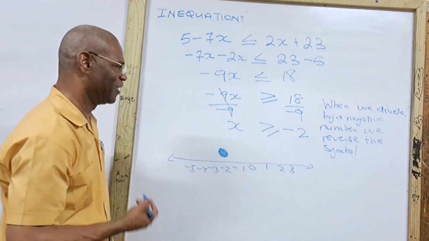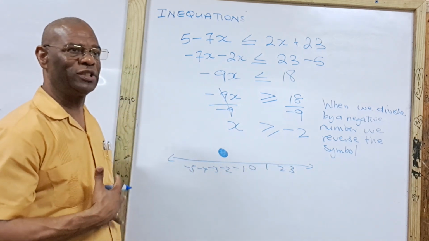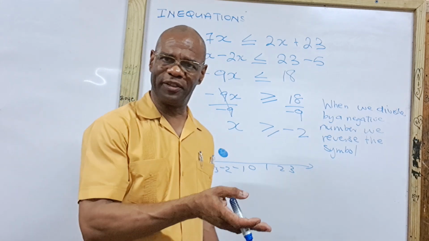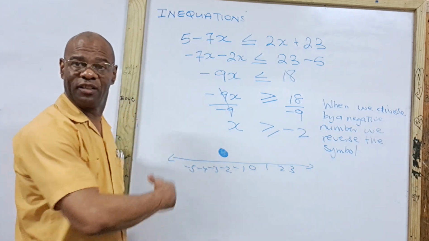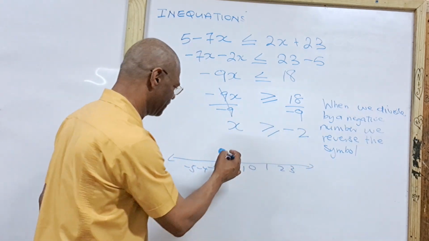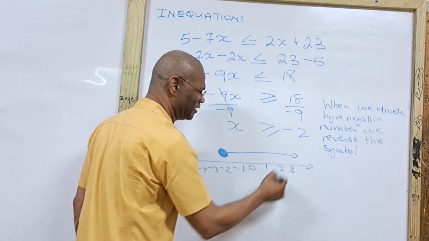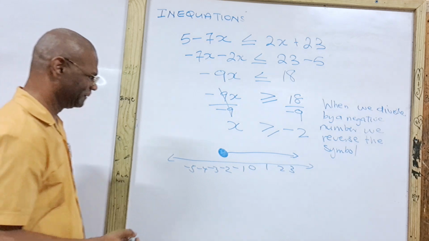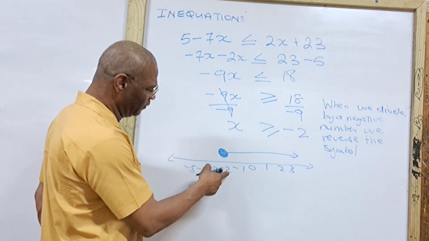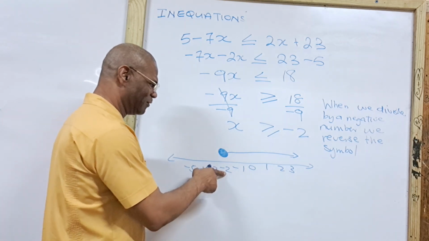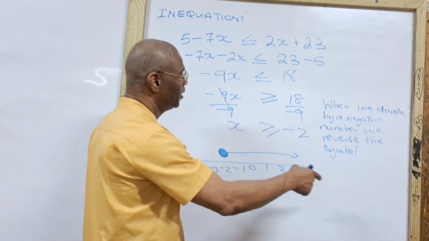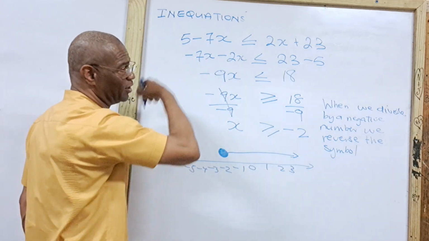And if you say greater than or equal to, which direction do we move the arrow? We move to the right. Right? It says greater than or equal to, and a greater than movement is to the right. Okay? So any number from negative 2 all the way back there would satisfy this inequation.